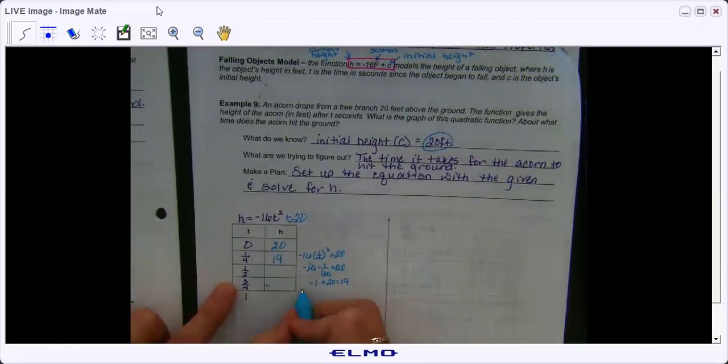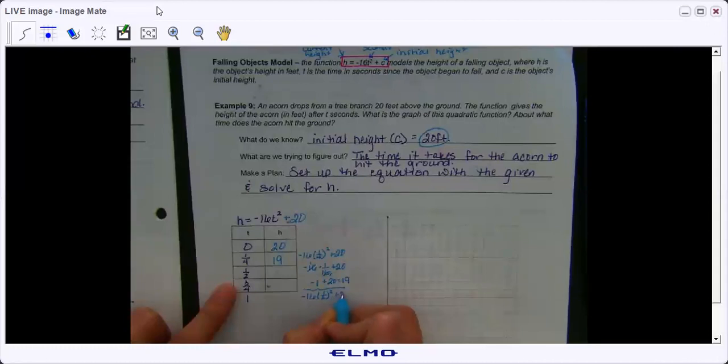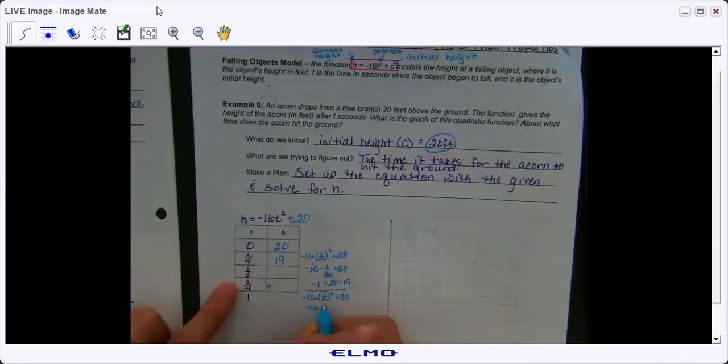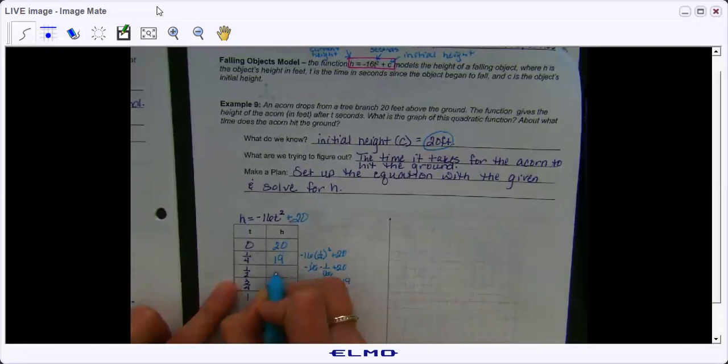Okay, so let's figure out for 1/2. Negative 16 times 1/2 squared is negative 16 times 1/4. That's -4 plus 20, which is 16. So this one's 16.